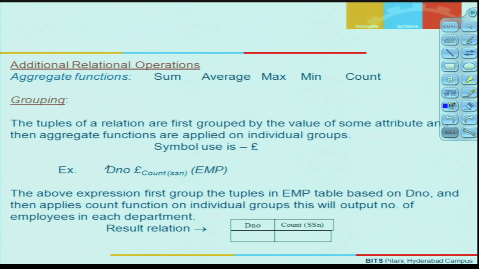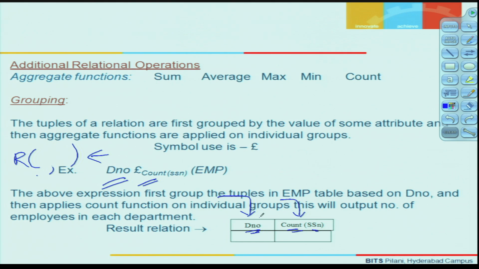When you apply a grouping operation, the grouping attributes will show up in the result, hence the D number is showing up in the result. At the same time, for each aggregate function you apply, there will be a column. Since I am applying count, it is going to be count SSN, and this you can store in a temporary relation, and then of course if you wish you can give new names to these columns.